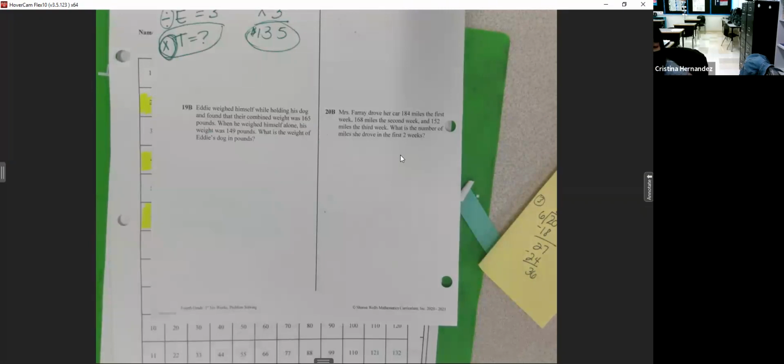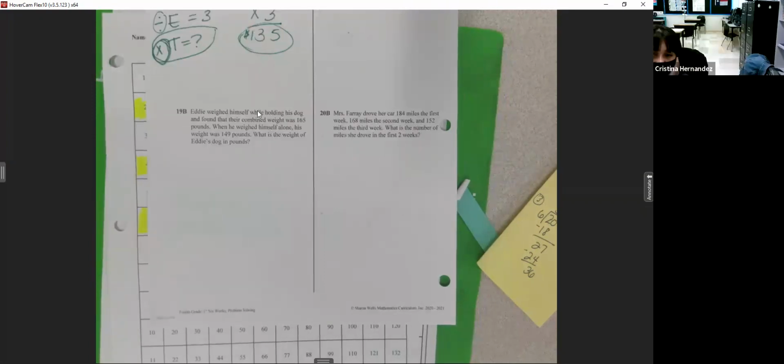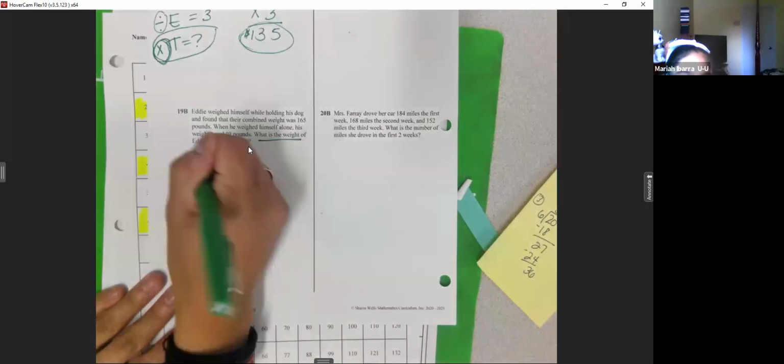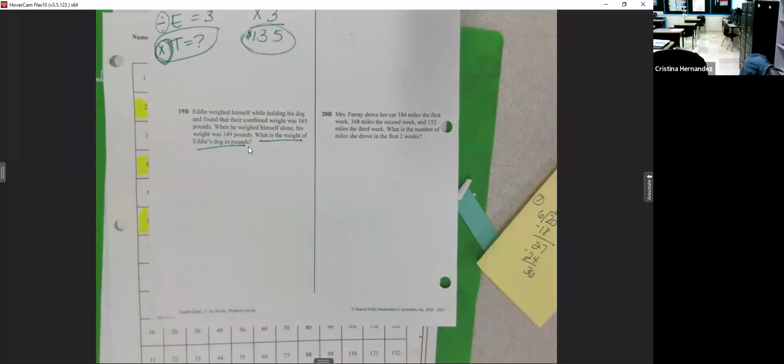Ooh, the next one's tricky. Eddie weighed himself while holding his dog and found that the combined weight was 165 pounds. When he weighed himself alone, his weight was 149 pounds. What is the weight of Eddie's dog in pounds? Subtract. We are going to subtract. But what are we going to subtract?